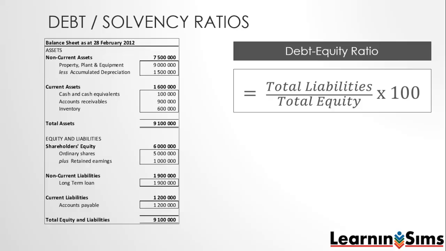In our example, we have 1.9 million non-current liabilities. I only used long-term debt for this calculation, divided by 6 million in shareholders' equity. This gives us a debt-equity ratio of 31.7%. This means in comparison to equity, we have 31.7 long-term debt. The bigger this ratio is, the higher the degree of indebtedness and also that of financial leverage.